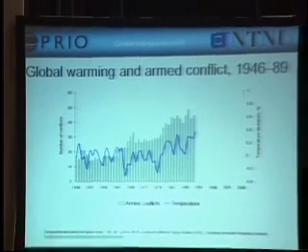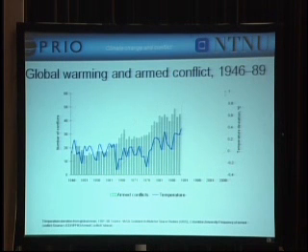And finally, the Norwegian Nobel Committee, in awarding the Nobel Peace Prize to the Intergovernmental Panel on Climate Change and to Al Gore, argued that climate change may induce large-scale migration and lead to greater competition for the Earth's resources, which may result in an increased danger of violent conflict and wars within and between states. So there's a great deal of pessimism attached to the security implications of climate change. What does the picture look like if we simply graph temperature changes and armed conflict?